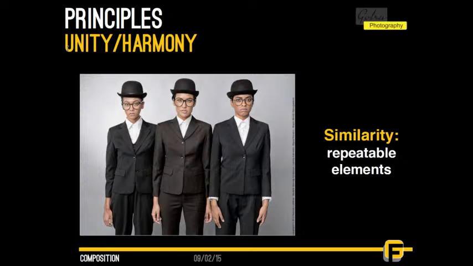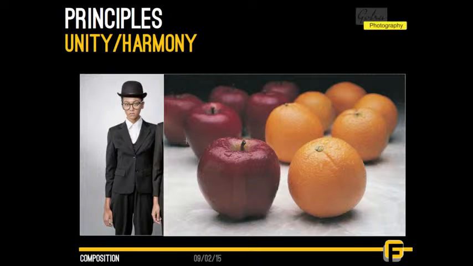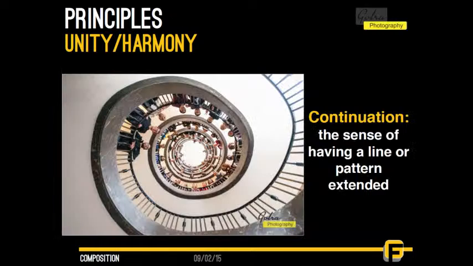Unity is connecting the same things. Harmony is keeping a difference there so that it can be balanced. Clear? Now here there is a unity. All the fruits are placed next to each other. Harmony is telling us there is an apple, there is an orange, so there is a difference. They are fruits, but they are not the same fruits. This is what harmony is telling us.